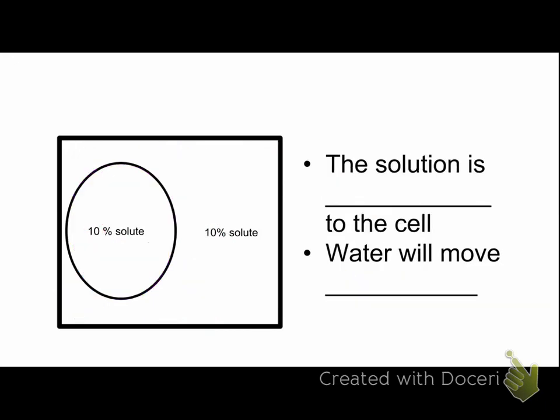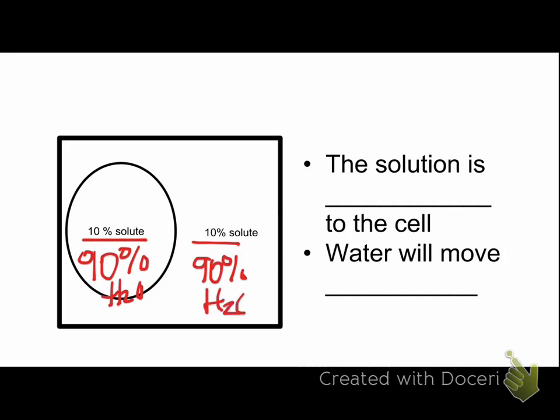All right, one last example. I'm sure you have an idea of which one this will be, but let's go through it anyway. So picture looks the same. 10% solute means 90% water. 10% solute means 90% water.